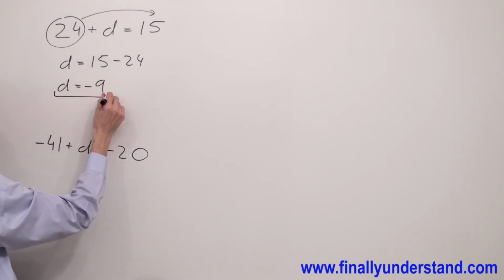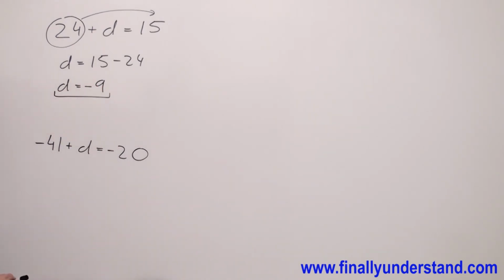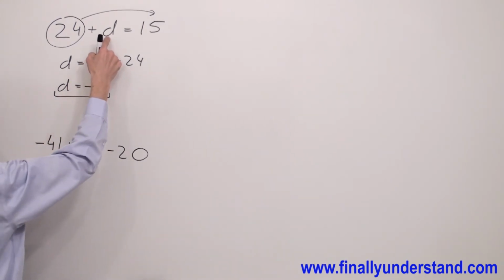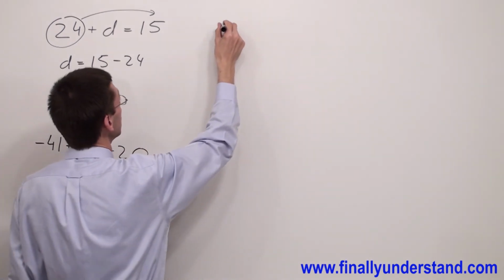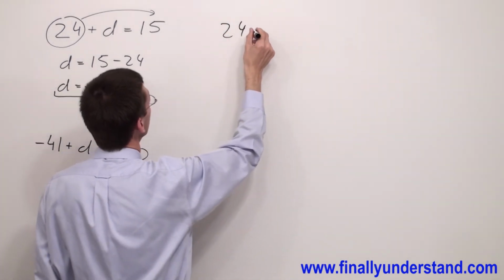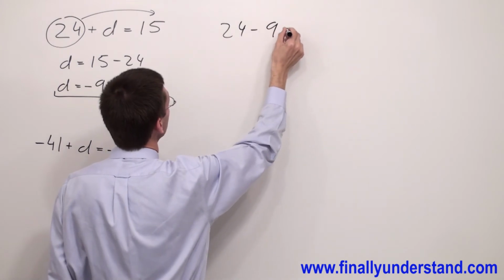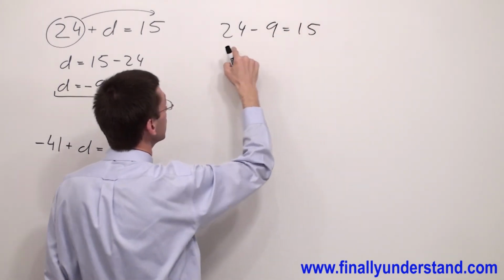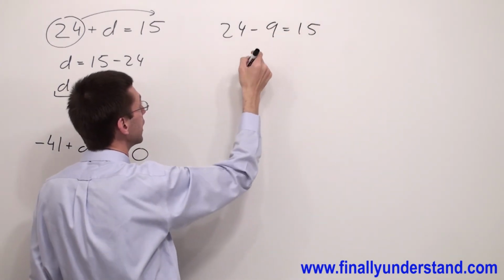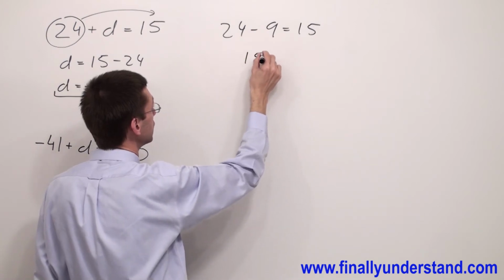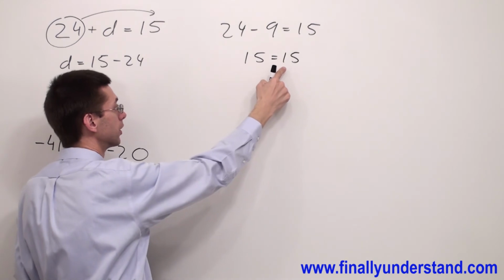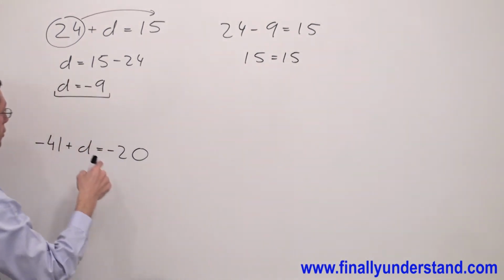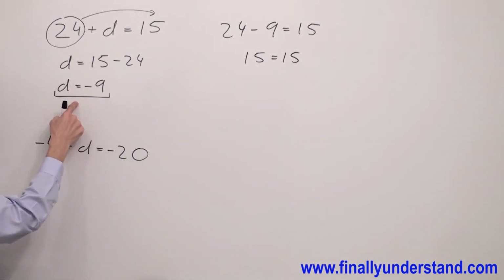This is the solution to my problem, and let's verify this answer by replacing d by negative 9. I'm going to have 24 minus 9 equals 15. 24 minus 9 is equal to 15. The left side is equal to the right side. That's why this is the correct answer to my problem.